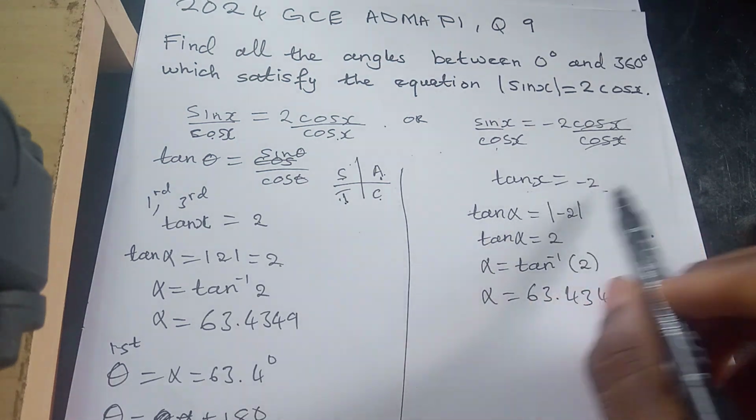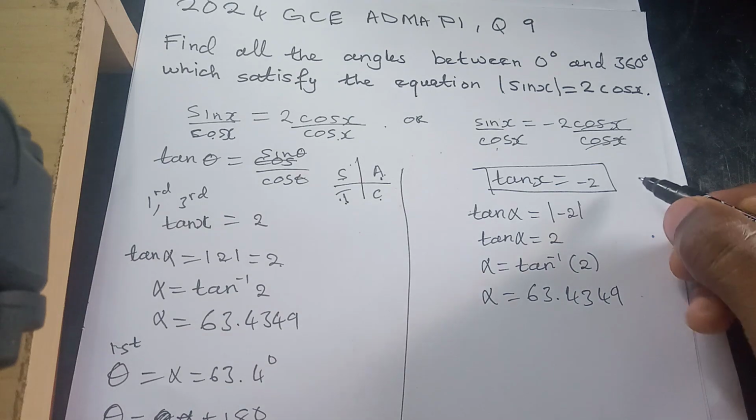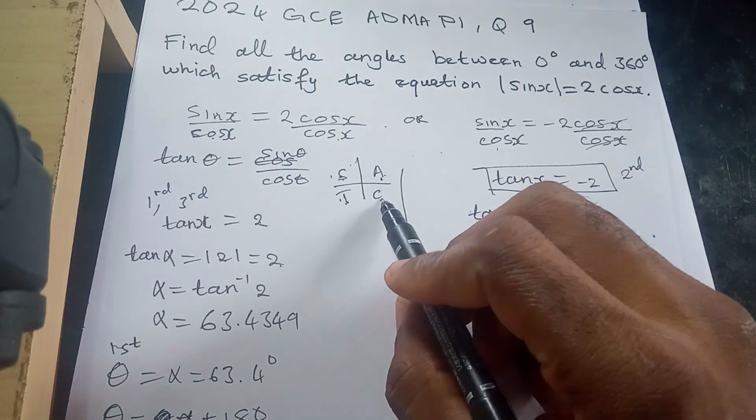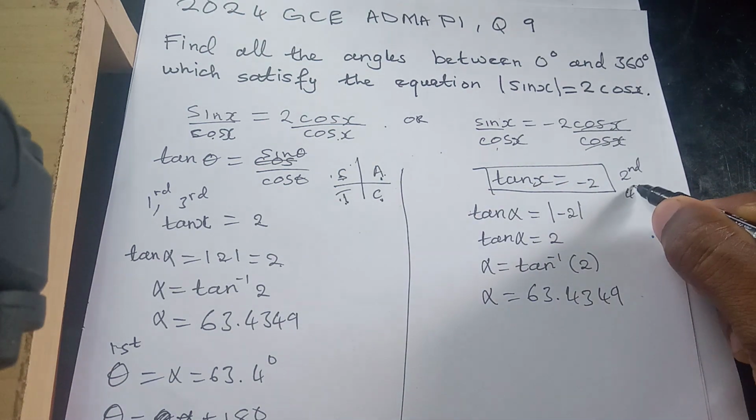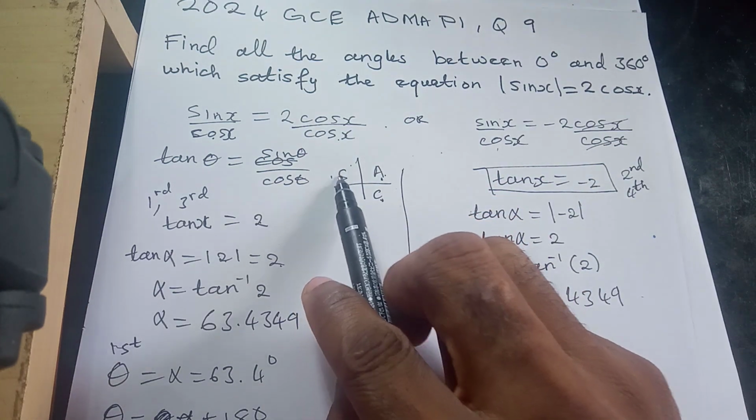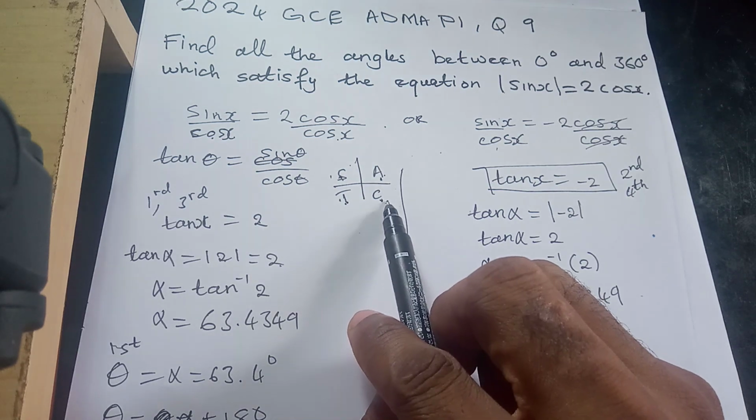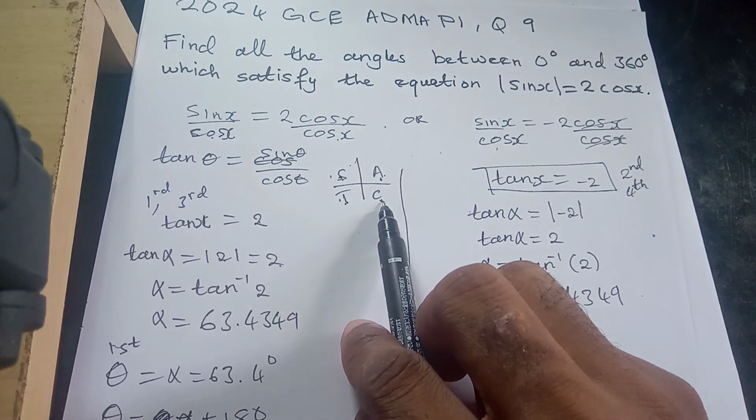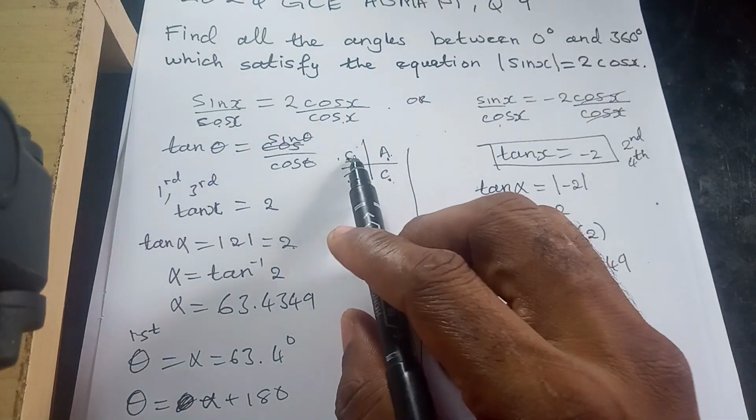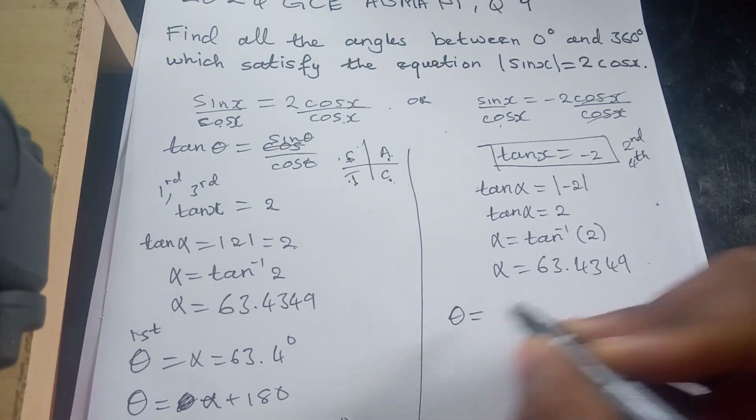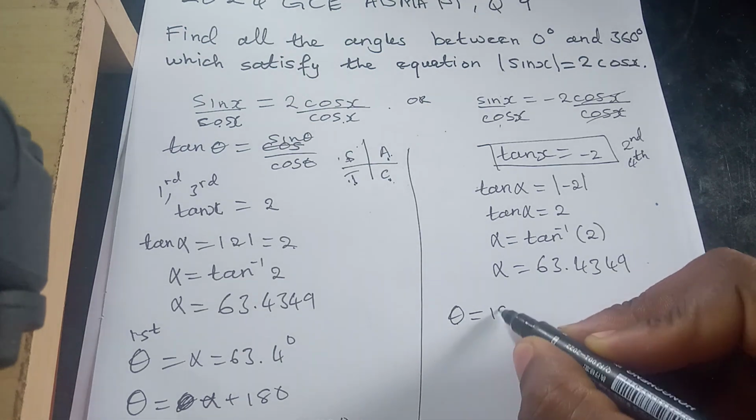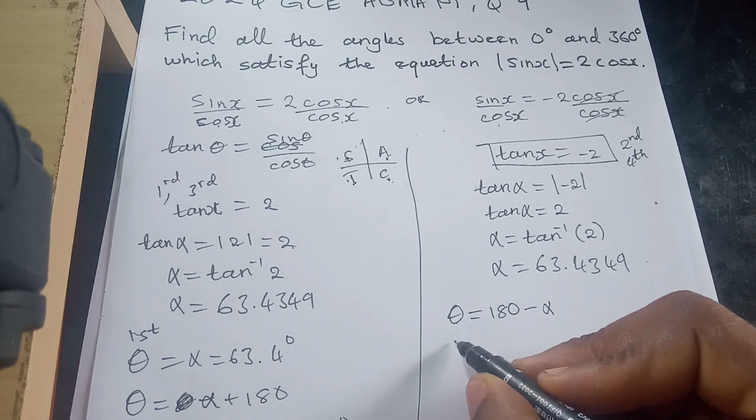And then to find the actual angles, you know that tan is negative. As you can see, this is negative. So this one is telling us that the angle is in the second quadrant and fourth quadrant. Why? Because only sine is positive here, so everything that is not sine is negative here, and then only cosine is positive here. So that means everything else, including tan, is negative. So the angle in here is found by using this equation. Theta is equal to 180 minus alpha.